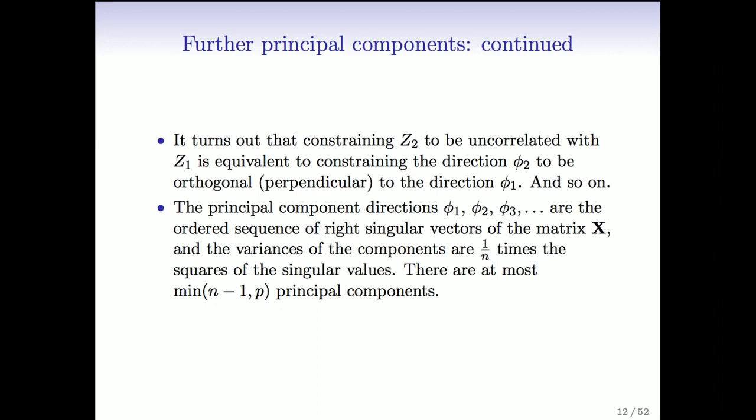And the solution, it turns out, also comes from the singular value decomposition of X. So the second principal component is defined by the second right singular vector. And there's going to be a third component, a fourth component, and so on, that sequentially maximize variance subject to being uncorrelated with all the previous ones. And you can have at most min(n minus 1, p) principal components. n is the number of data points. Sometimes p is bigger than n, and if that's the case, then we're restricted by n, but otherwise we're just restricted by p, the number of variables. So we get a complete decomposition of the data matrix in terms of its principal components.